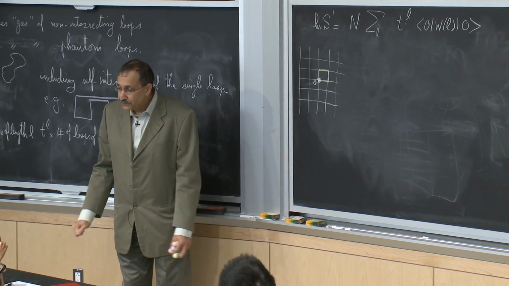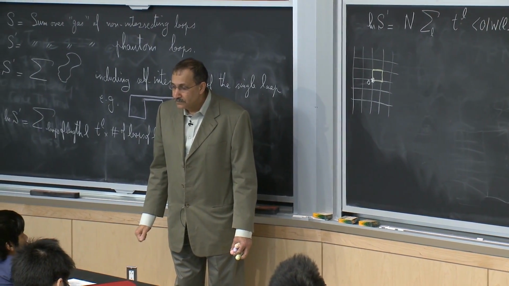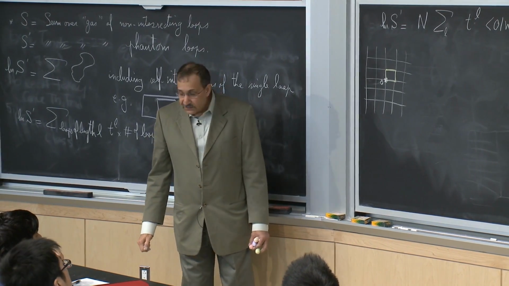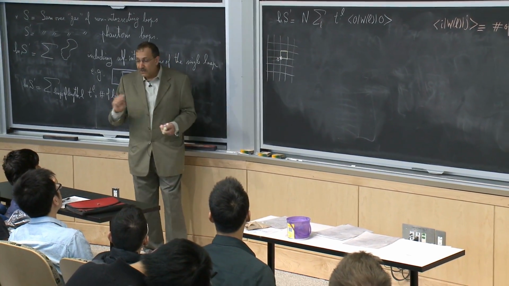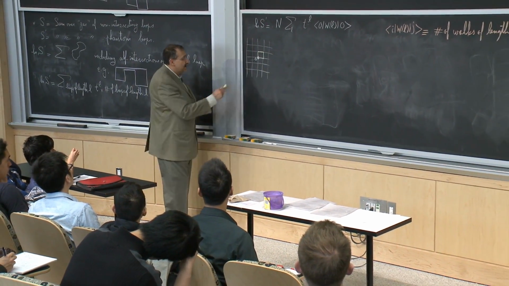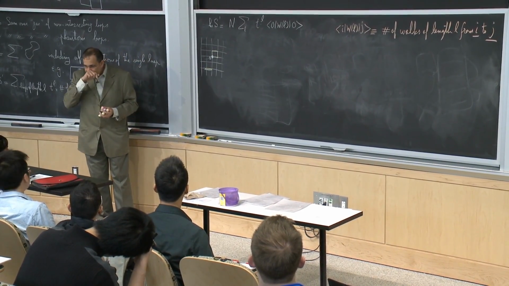Yes? Are you allowing the loop to intersect itself in this case or not? In this case, yes, I will also, when I'm calculating anything to do with S prime, I allow intersection. So if you're asking whether I'm allowing something like this, the answer is yes. Okay.